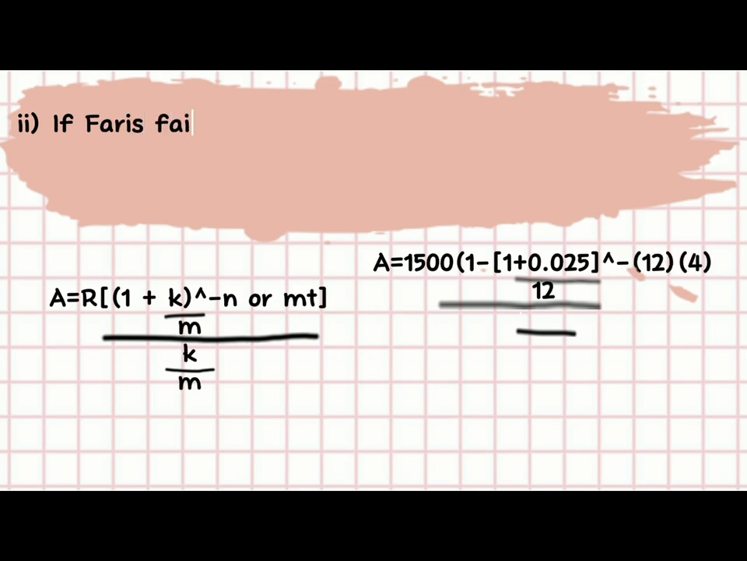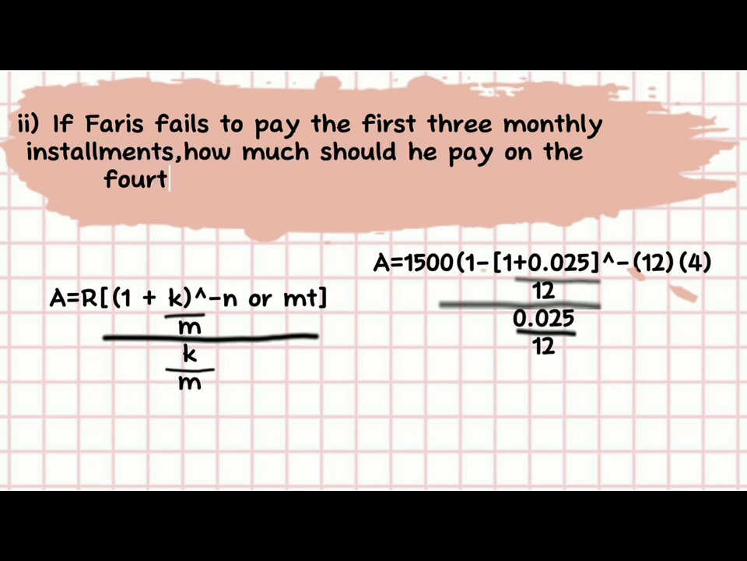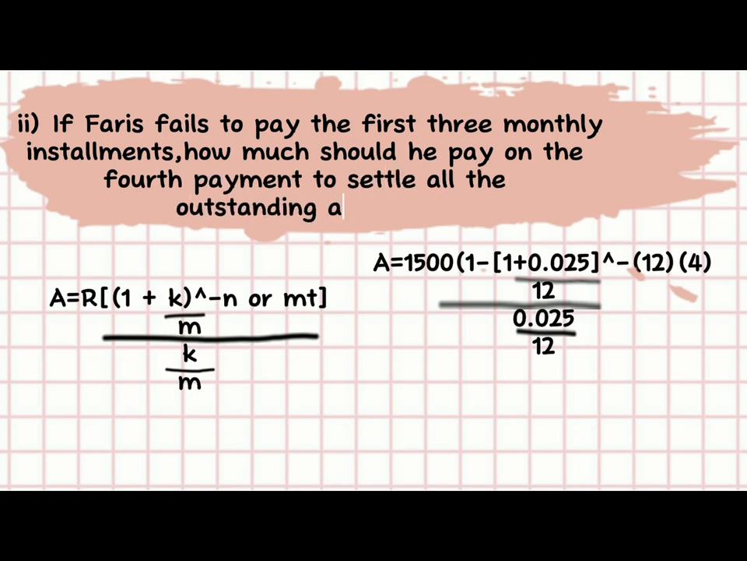Next, number 2: if Faris failed to pay the first 3 monthly installments, how much should he pay on the fourth payment to settle all the outstanding arrears? We just repeat the first process: find the information, see what is the best formula we can use, put the information into the formula, solve it, and get the answer, which is 68,449.29. That's all from me. Thank you.